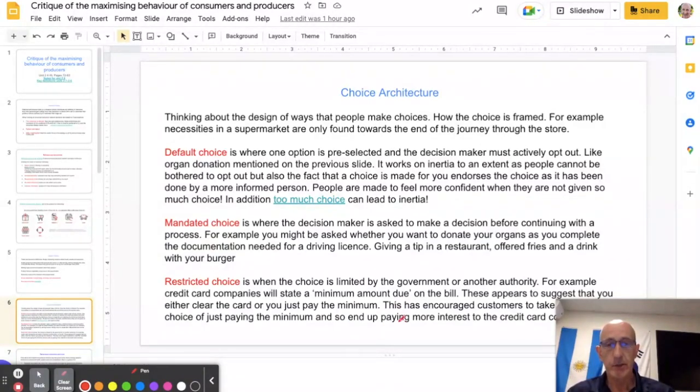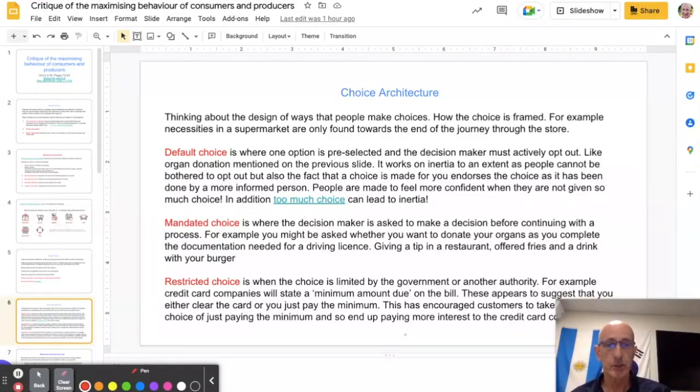And then restricted choices, where the choice is limited by the government or other authorities, or maybe a firm. So credit card companies will say that there is a minimum amount due on the bill. You might have a credit card bill for $1,000, and they say the minimum payment is $100. It seems to suggest that your two choices are either to clear the card in full or to pay the minimum, which is 100. And the credit card company obviously wants you to pay the minimum because then they can charge you more interest.